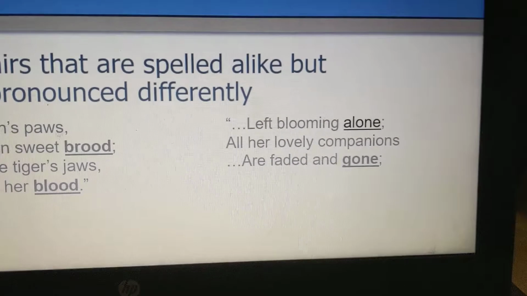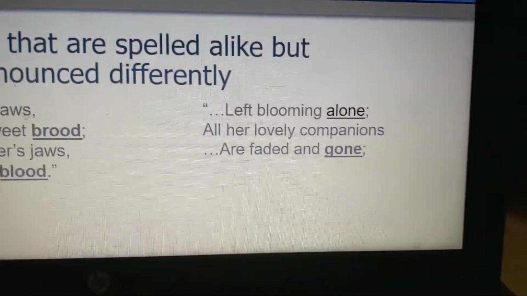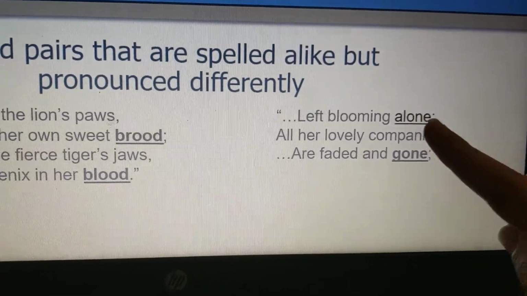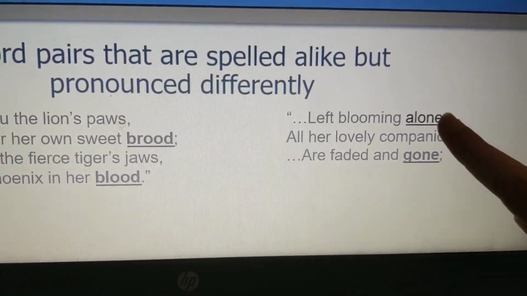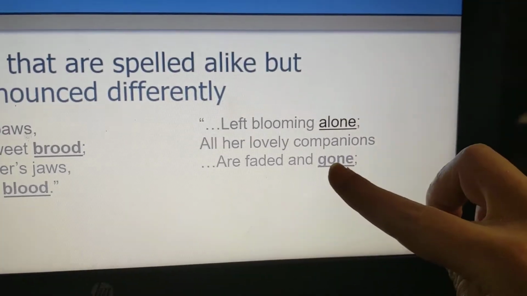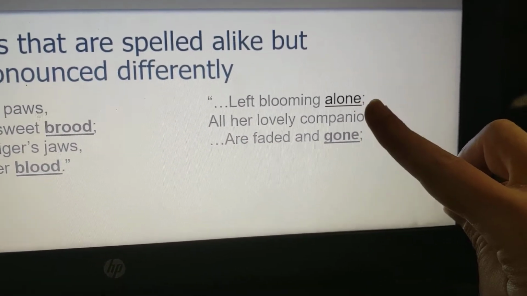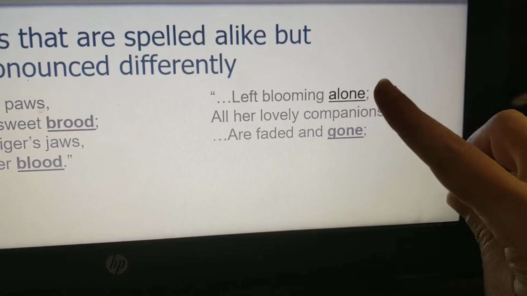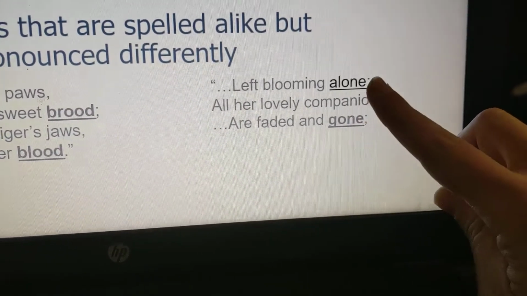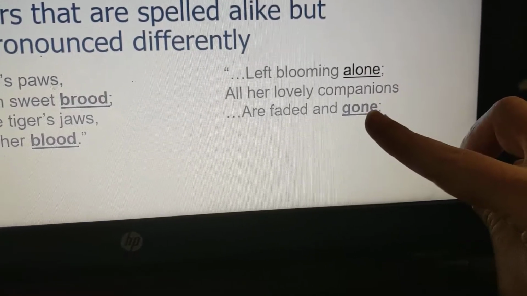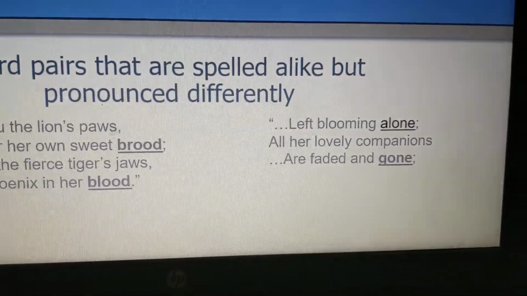Okay, here's a second example. Left blooming alone, all her lovely companions are faded and gone. So alone and gone. Notice both of these words have that O-N-E at the end. So one would think these would be perfect rhymes, but they're not. They just look like they rhyme. Again, the idea of eye rhyme. Alone and gone. So keep that in mind.